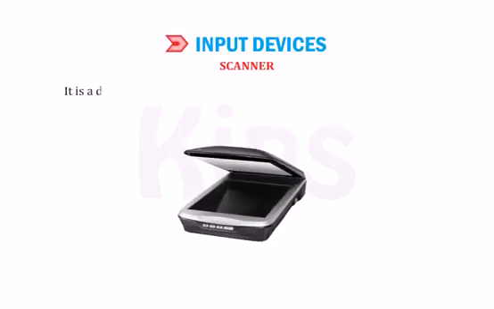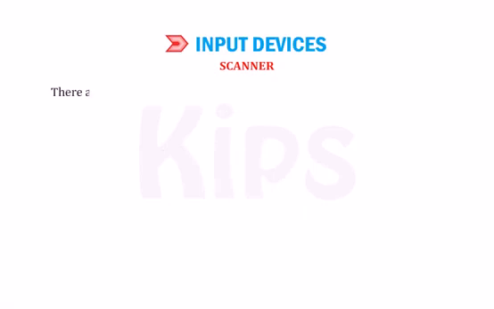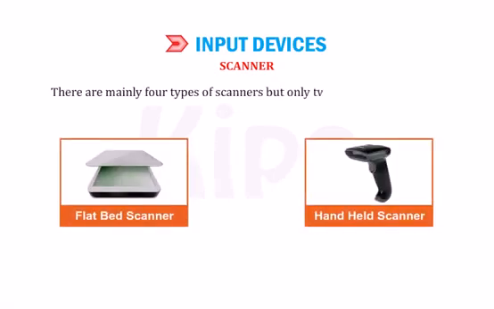Scanner. It is a device that reads the text or pictures printed on paper and translates the information into a form that the computer understands. There are mainly 4 types of scanners, but only 2 are commonly used. These are flatbed scanners and handheld scanners.